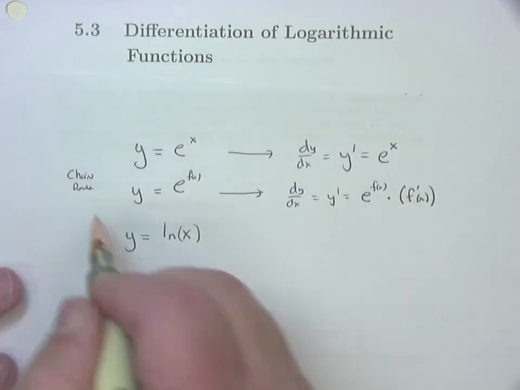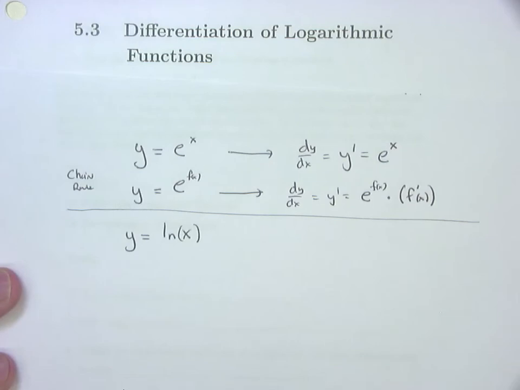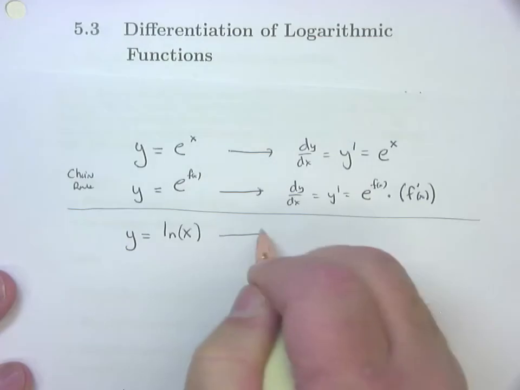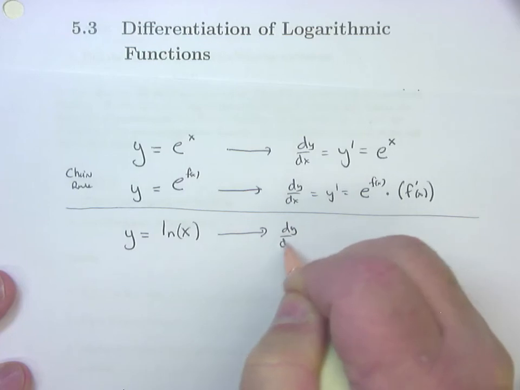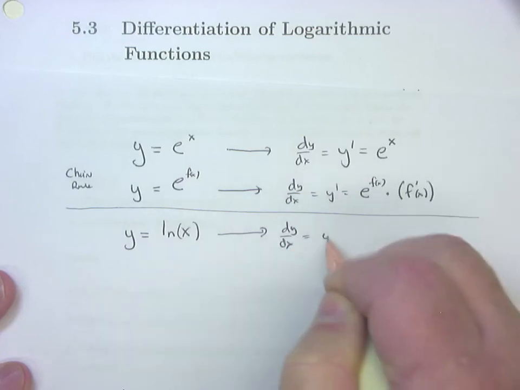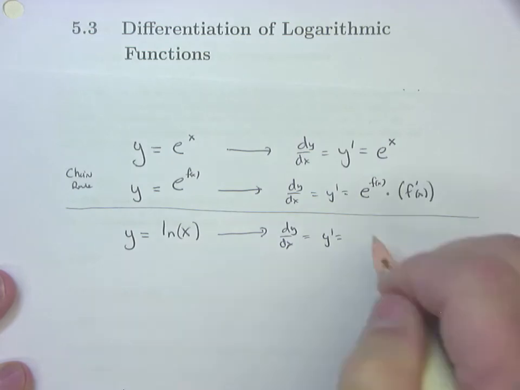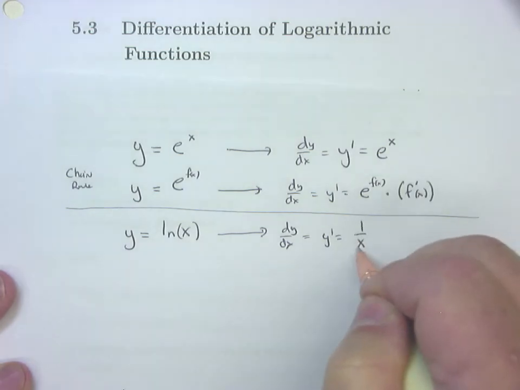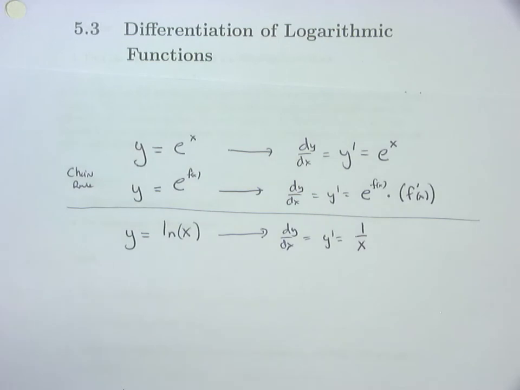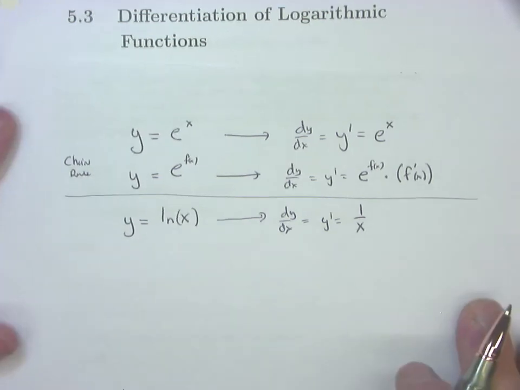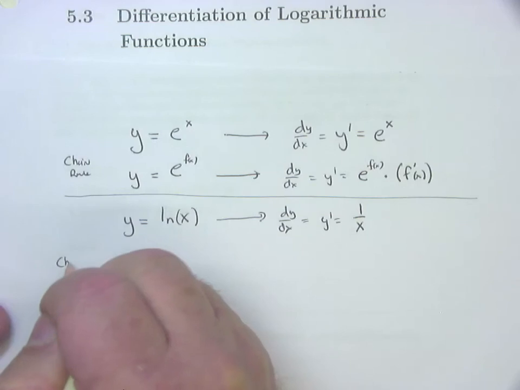Now, compare that to the natural log function. The derivative of the natural log function, dy over dx, to give you a little Leibniz look to it, or y prime, that is equal to 1 over x. So the derivative of natural log of x is 1 over x. Derivative of natural log of t is 1 over t. Okay? But with that, you also have the chain rule version of this guy.